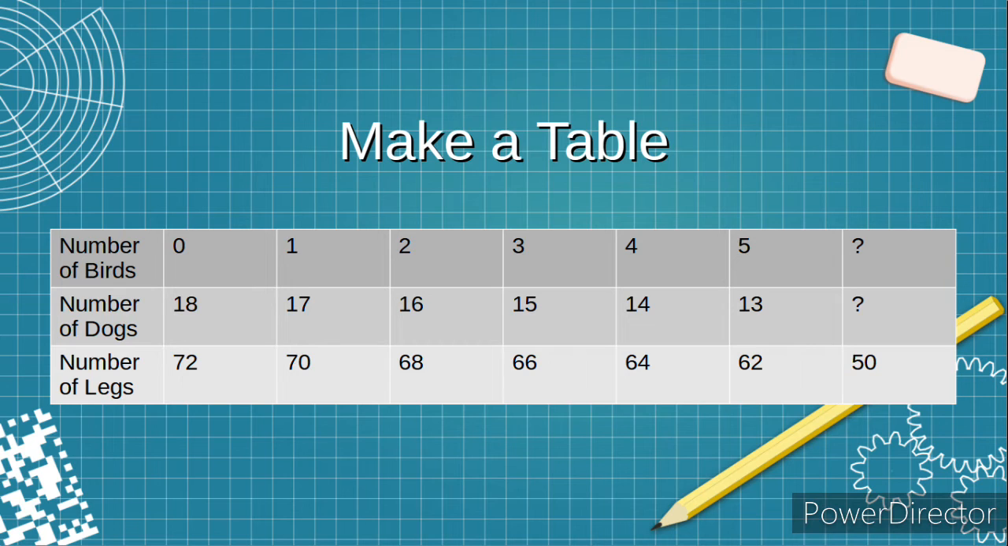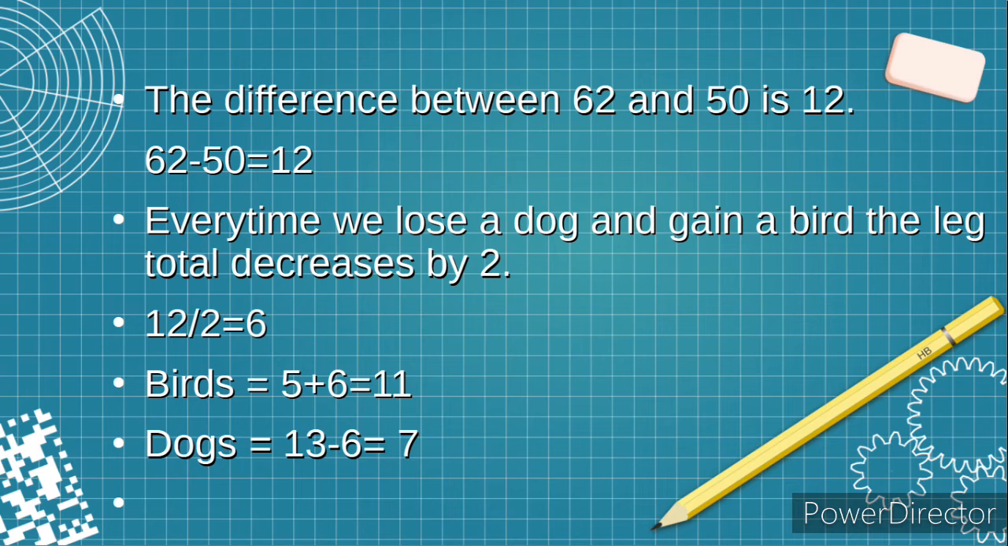If we examine the data in the table, one of the patterns we will notice is that every time the animal total gains a bird and loses a dog, the total leg count decreases by 2. We can apply this pattern to the last 2 columns of the table. The difference between 62 legs and 50 legs is 12, right? So every time we lose a dog and gain a bird, we can call this a swap, the leg total decreases by 2. Then it would take six swaps to decrease the leg total by 12.